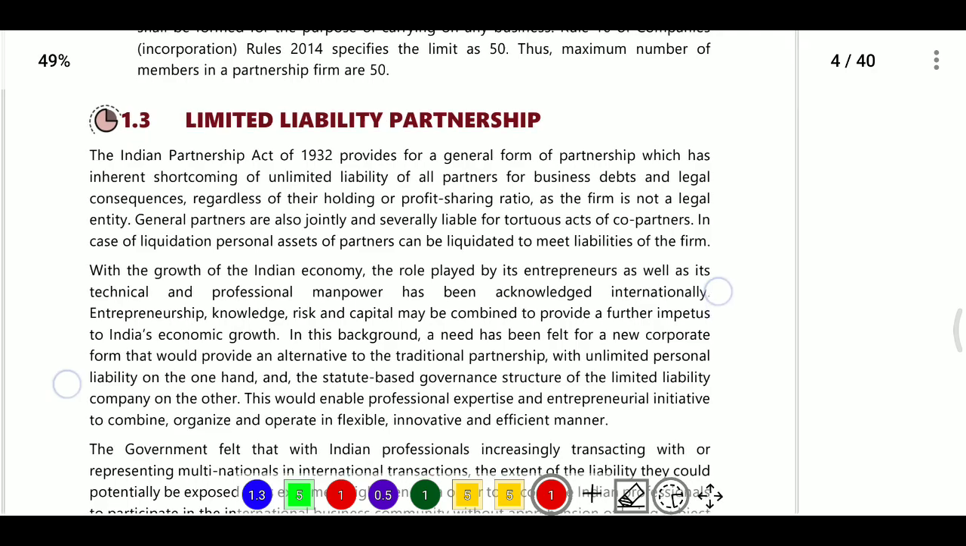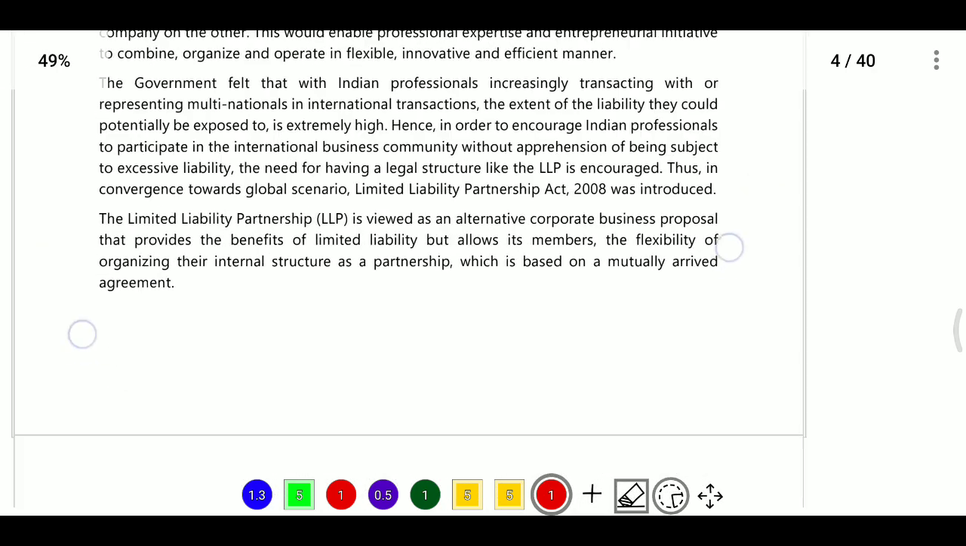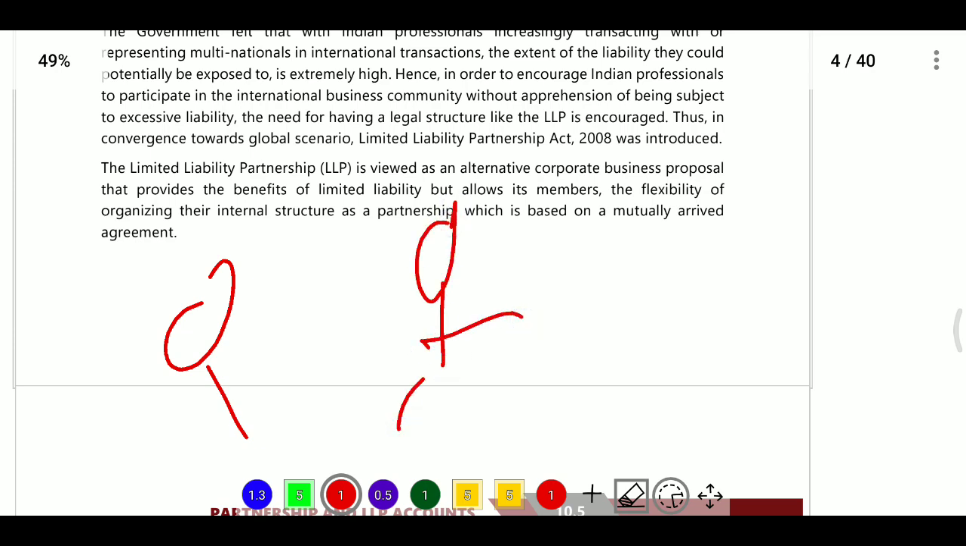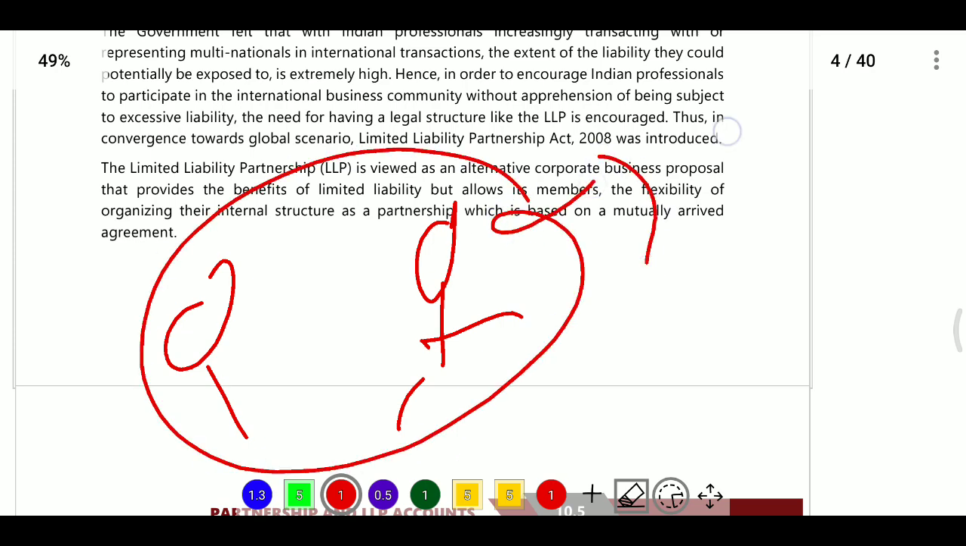For example, X and Y wanted to start a business but were concerned about unlimited liability. So they chose to form an LLP, providing them with limited liability while allowing flexibility in managing the business. So they can start the LLP, have limited liability and manage the business.